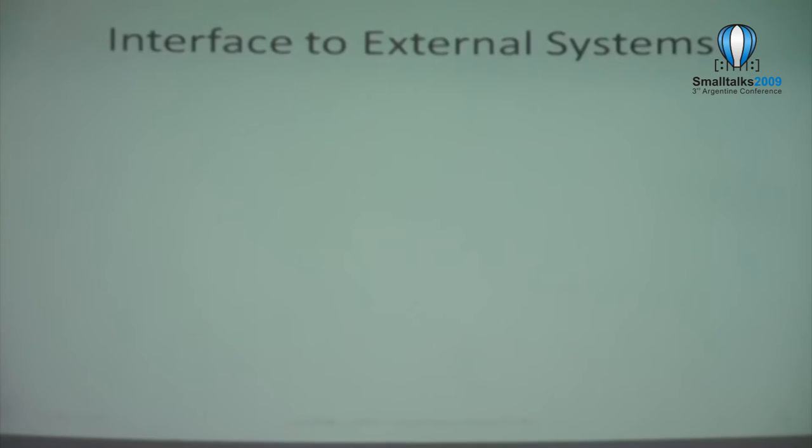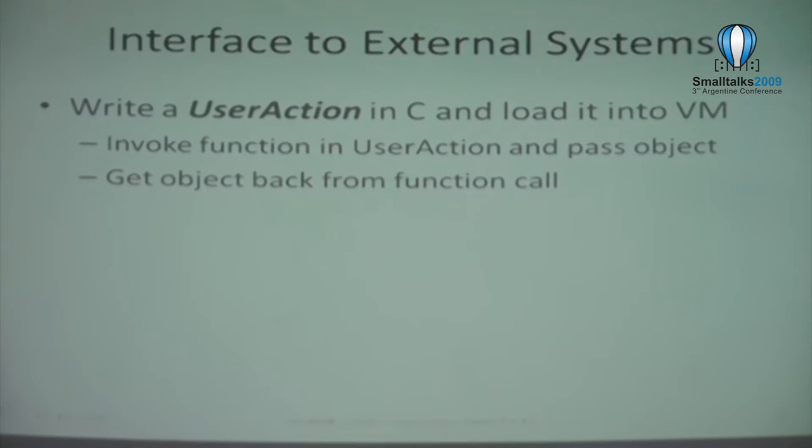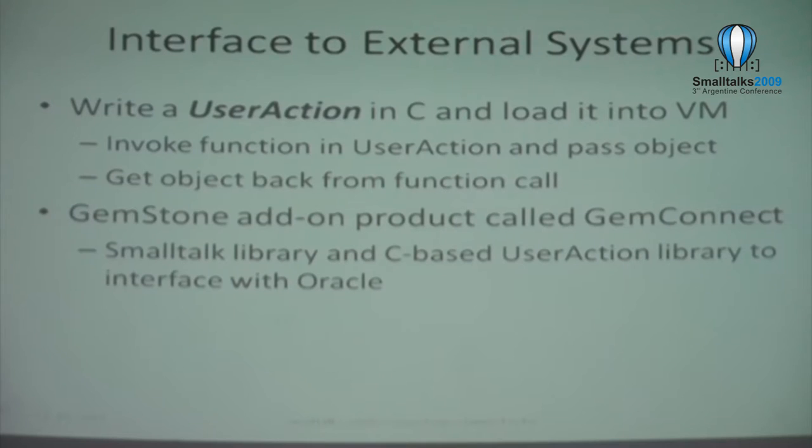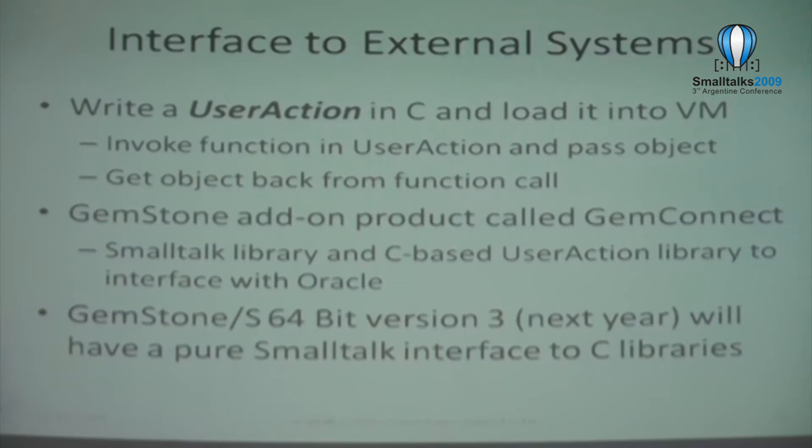GemStone provides the capability of interfacing to external systems. You can write a user action in C as a library and load it into GemStone. When you invoke a function on the user action from Smalltalk, you can pass it objects and then it can interact. There's an add-on product in GemStone called GemConnect that provides both a Smalltalk library and a C library that interfaces to an Oracle database, giving you those capabilities. In version 3 of the 64-bit product, which should come out next year, we have a pure Smalltalk API to C libraries, which will make that even easier.